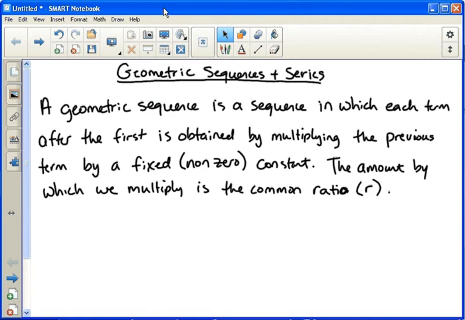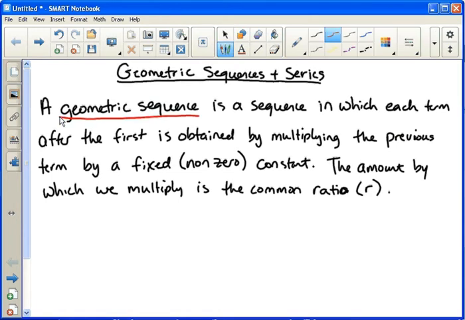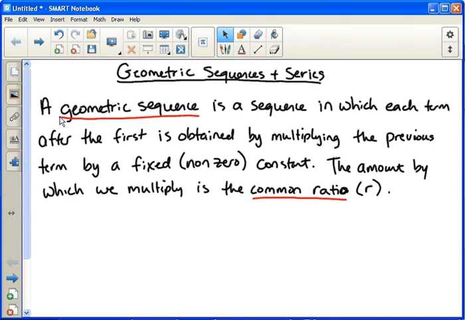So let's read the definition together here. It says a geometric sequence is a sequence in which each term after the first is obtained by multiplying the previous term by a fixed non-zero constant. The amount by which we multiply is the common ratio, and we usually use an R for that. Common difference, we use a D. Common ratio, we use an R.